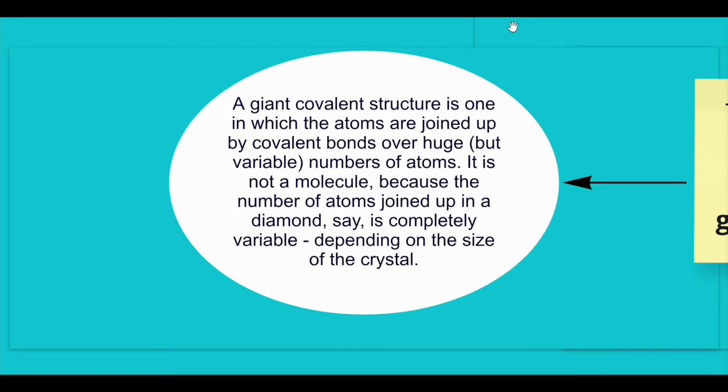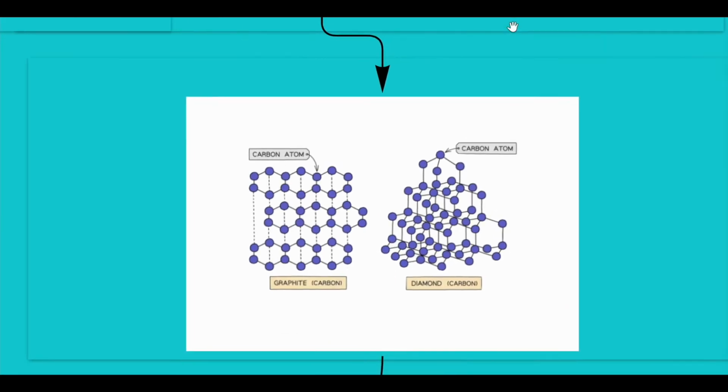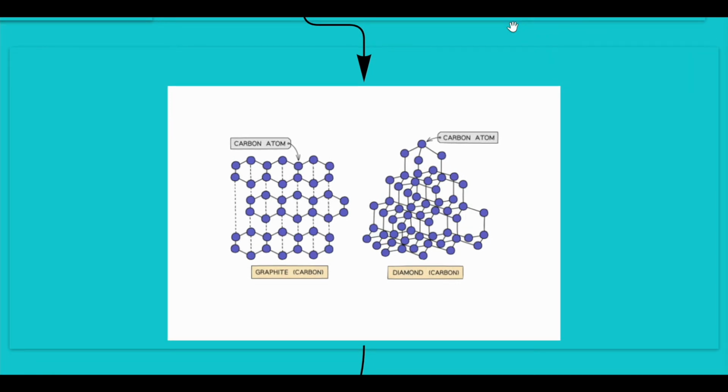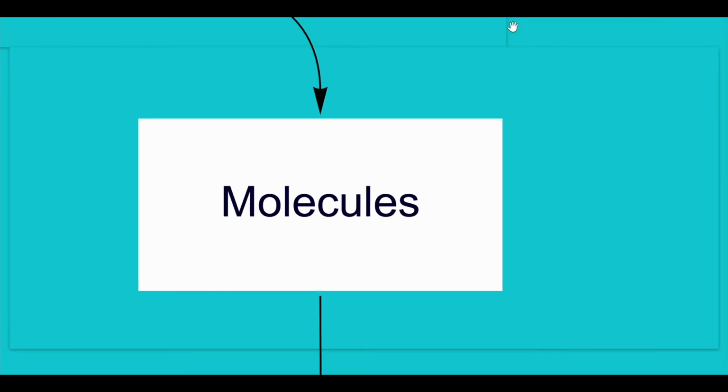So a giant covalent structure is when the atoms are joined up over a huge number of covalent bonds, and the number of atoms here can be variable. If you have a large diamond, you're going to have more atoms in that structure, whereas if you have a small diamond, not so many. So it completely varies depending on the size of the crystal. So this is a picture of diamond. So you can see how the bonding works. You can see how each carbon bonds to another 4, and so how that arrangement is going through the whole of the structure. And on the left hand side is graphite as well. And you need to be familiar with the properties of those two substances.